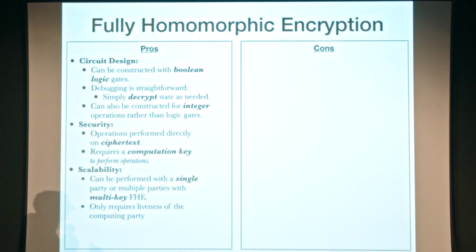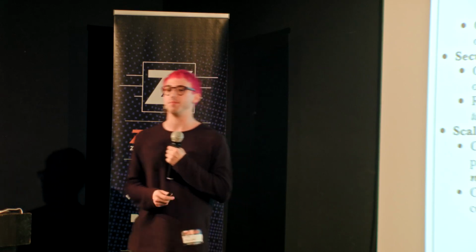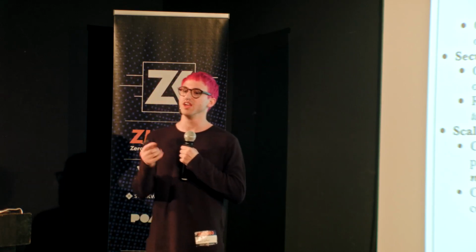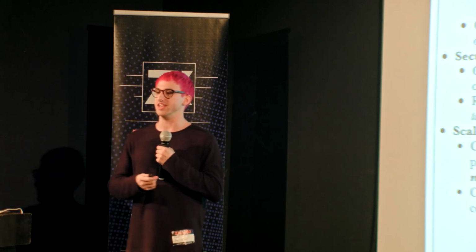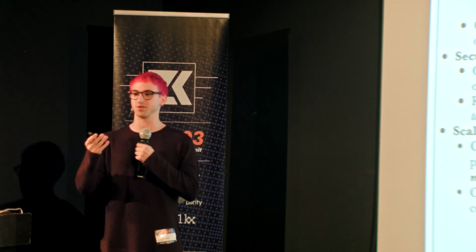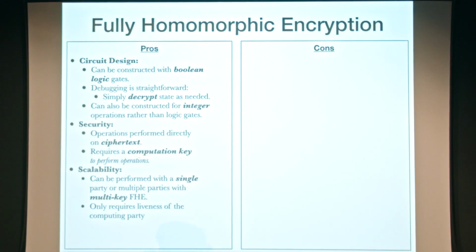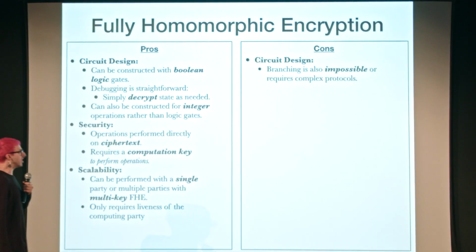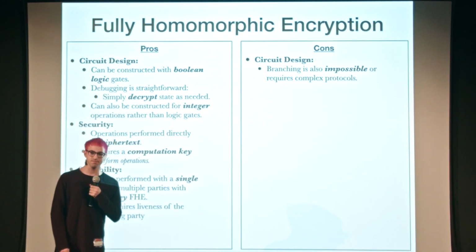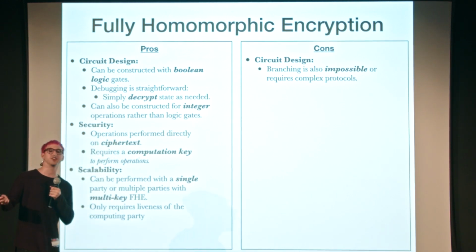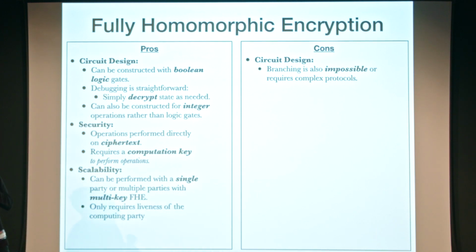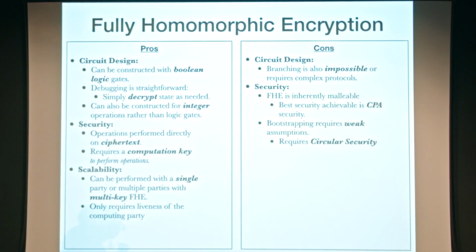For scalability, like I said, it can be performed with a single party or multiple parties with multi-key FHE. And it only requires the liveness of the computing parties, right? So you can send some data to that person and they can compute it and send it back. But beyond just sending the data, there isn't necessarily any interaction required between the two to perform something. However, branching is also impossible, or it requires really complex protocols at the current moment. So I'll show a diagram here in a moment about that. So I'll leave that little discussion for a little bit later.